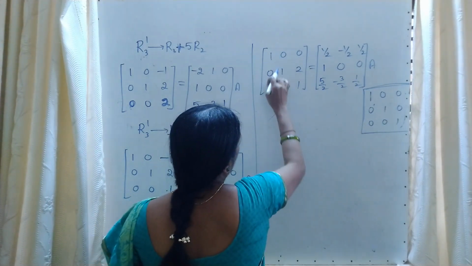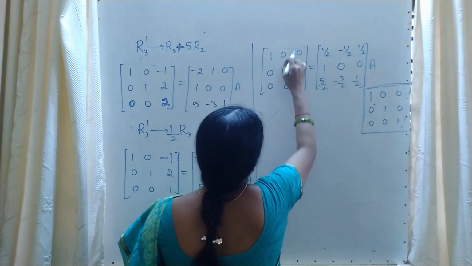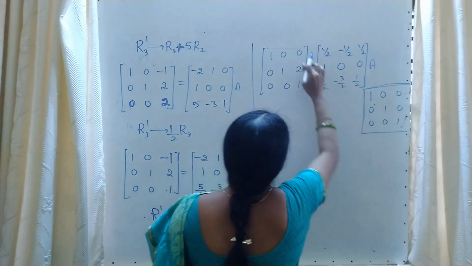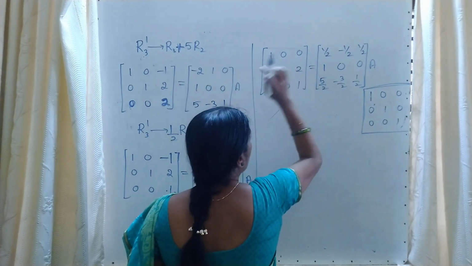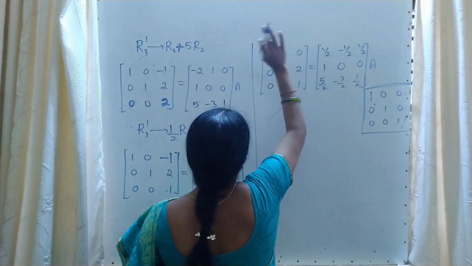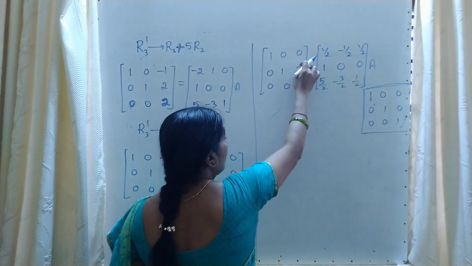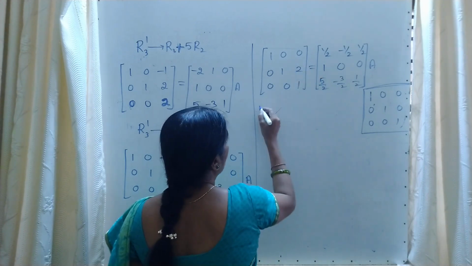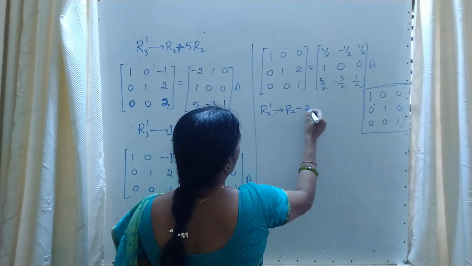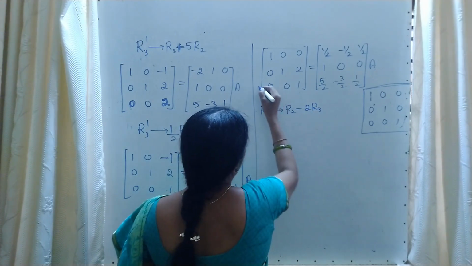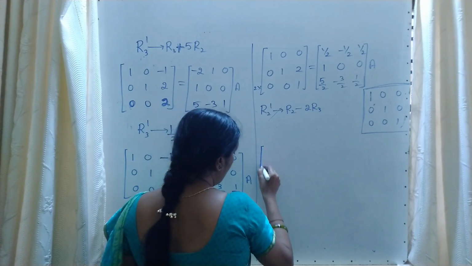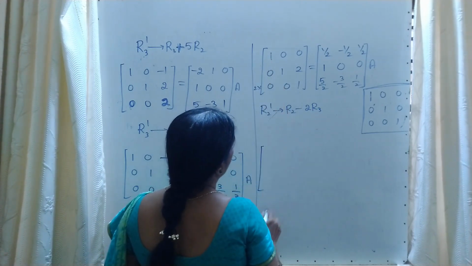Now 1, 0, 0, yes, 1, 0, 0, 0, 1, 0, that is also correct. Next, 0, 0, 1 is required. Instead of 2 we have to make it 0. So we cannot move with R1 because on the top it is 0. 0 into anything is 0. So whatever the operation, go with third row. R2 dash is R2 minus 2 into R3. If this is multiplied with 2, then go for subtraction. Keep the first and third row as it is.